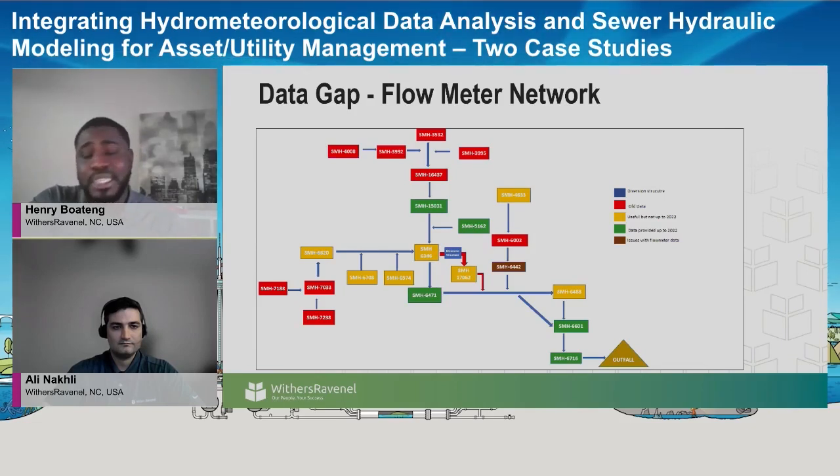Gastonia as a city is very big on data collection. So for our model, these are the different flow meters that we used. They are color-coded based on how useful the data was, the quality, and even the time duration that they were in place.